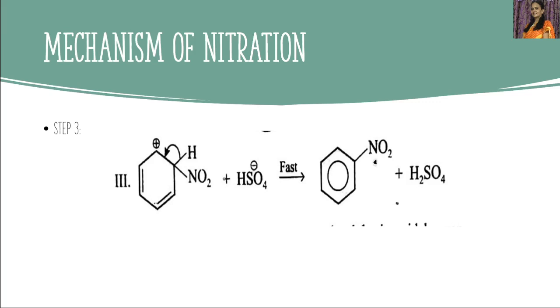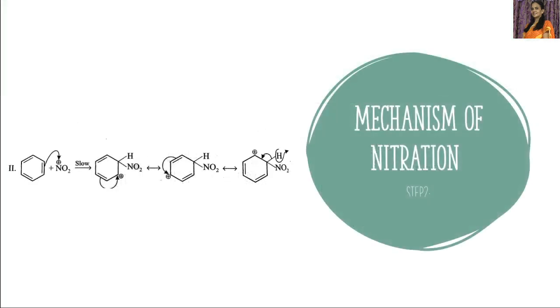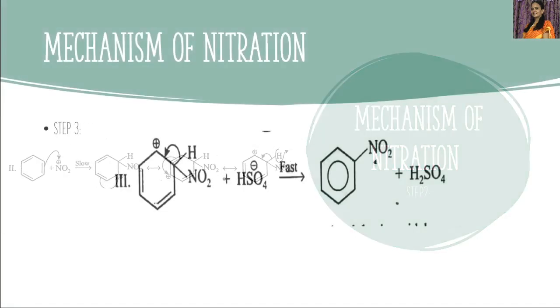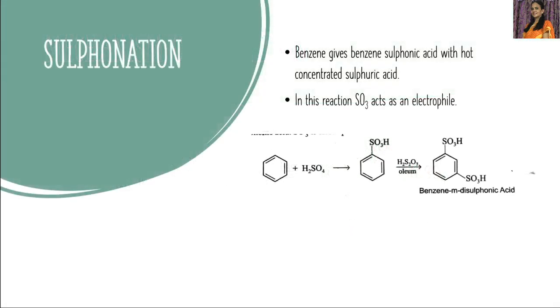The first step is a fast step, and in the previous one, that is the second step, this is the slow step, that is the rate determining step. Now this is about the three steps involved in the nitration. Now let's discuss the next chemical property of benzene, that is another electrophilic substitution reaction of benzene, that is nothing but sulfonation.